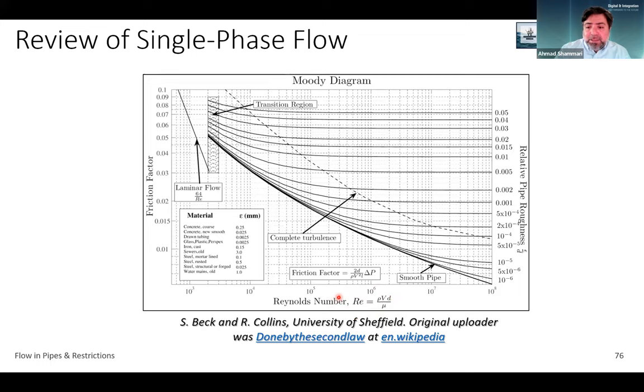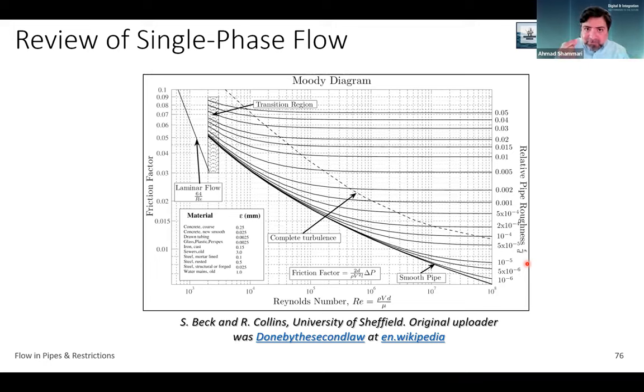Now, depending on the relative pipe roughness, or epsilon divided by d, which is nothing but the roughness divided by the diameter. What is the roughness? The roughness is a measure of the smoothness of the pipe, and it is measured using length units. This can be done by inserting a very sensitive needle, for example, moving it along the inner surface of the pipe, and then taking the average movement. So this is the roughness.